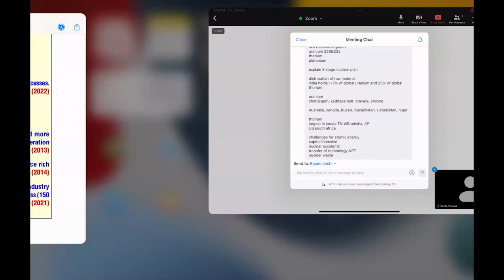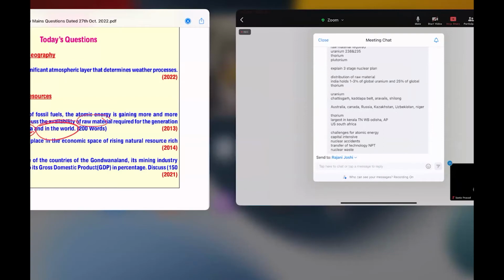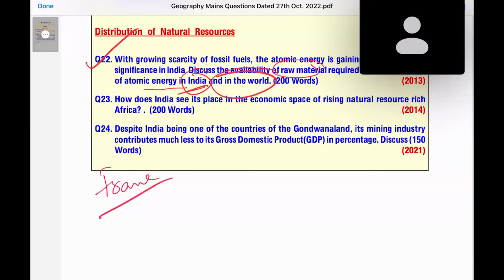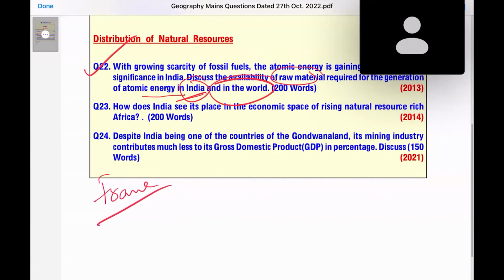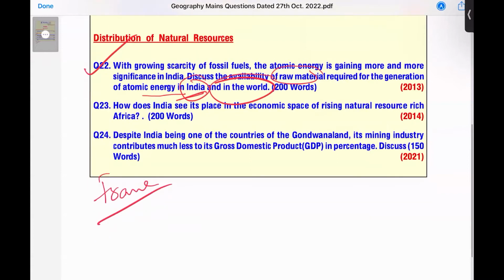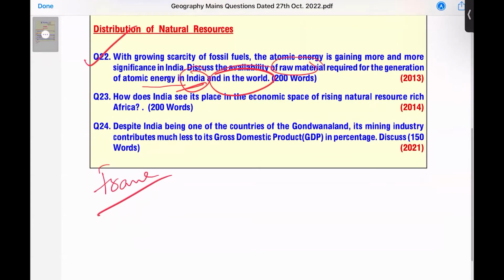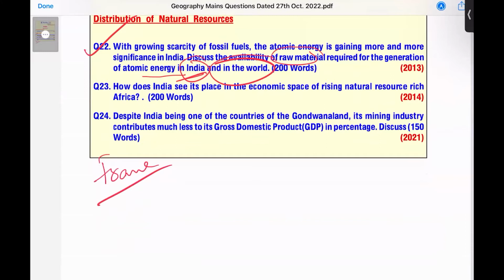So the framework for this question will be: with growing scarcity of fossil fuels, the atomic energy is gaining more and more significance in India. Discuss the availability of raw materials required for generation of atomic energy in India and the world. Maybe that's why you tried to write three stage, because for three stages there are different raw materials required. Was it your intention? Yes, sir. So you can touch upon that, but need not go into depth.